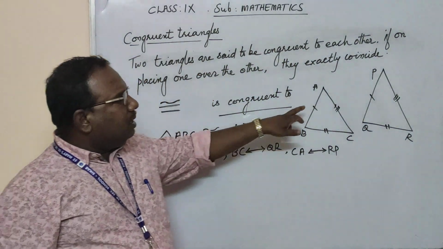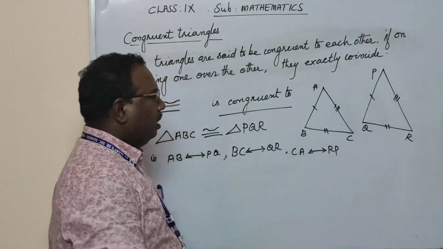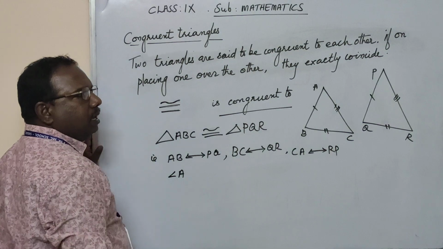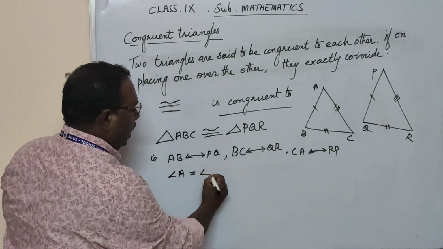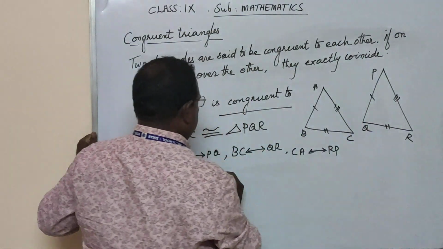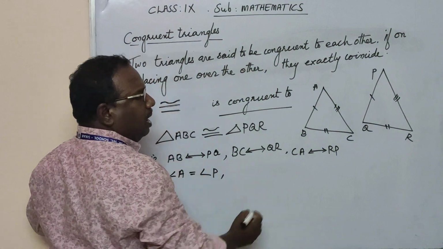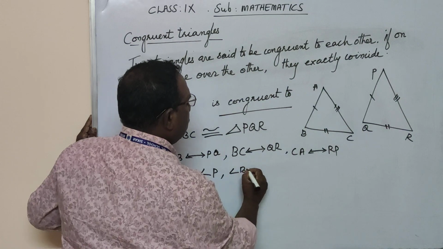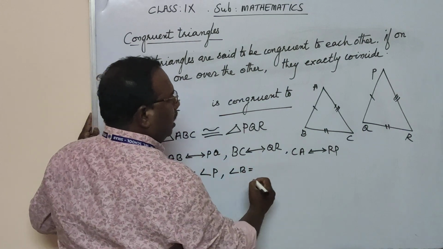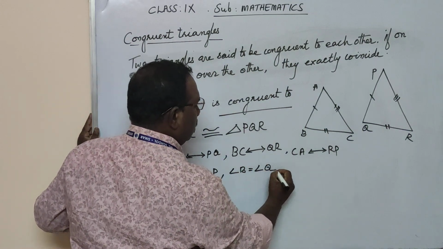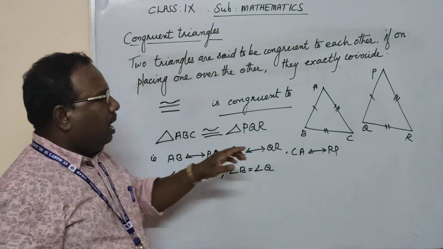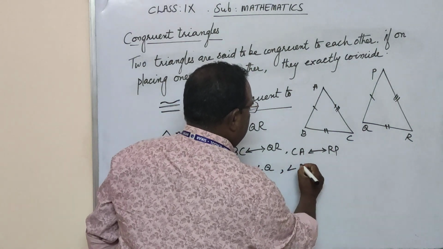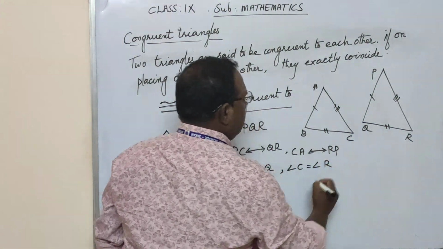Similarly, angles are also equal. Angle A is equal to angle P, angle B is equal to angle Q, and angle C is equal to angle R.